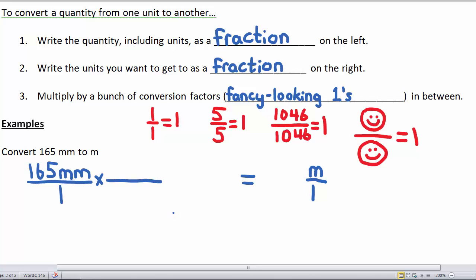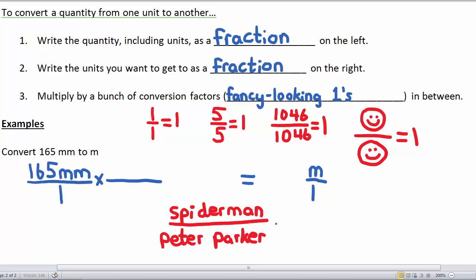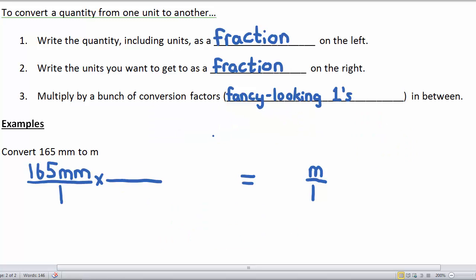This is maybe a bit of a stretch, but I'm going to argue that Spider-Man divided by Peter Parker is actually equal to 1. Because although these two things look different, they're spelled different, you and I both know that they're actually the exact same thing. So when you divide them by each other, it gives us 1. Now, this is the key to writing in these conversion factors.